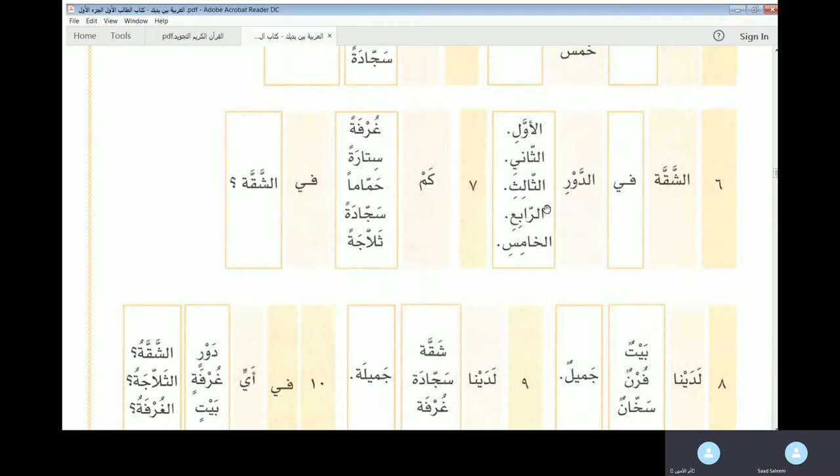Ashaqatu fi dawri al-rabi'. The apartment is on the fourth floor.